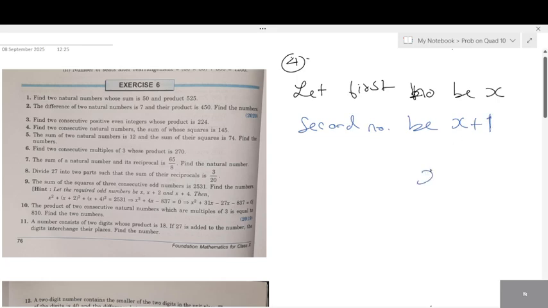In the previous question we took x plus 2, 2x plus 2, because it was an even number. The difference between any even numbers was 2. Here it is only 1. Next, the sum of whose squares is 145. Sum meaning you have to add. So you have to take x and square it. X square plus x plus 1 the whole square is equal to 145. This is the equation.